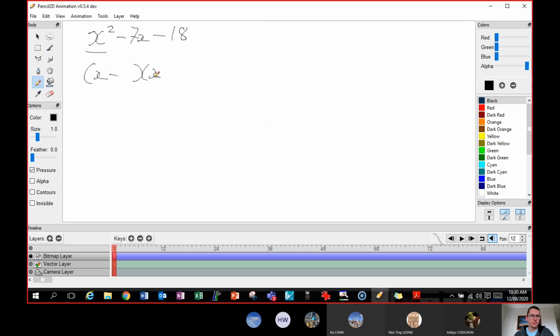This is negative. This is negative. The difference between the two numbers of the factors of those needs to be 7. 2 and 9. Difference between those is 7. Negative clearly needs to be 9. Minus 9x plus 2x will give you minus 7x.